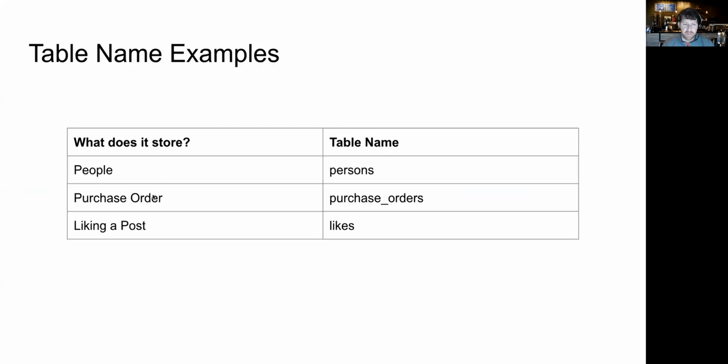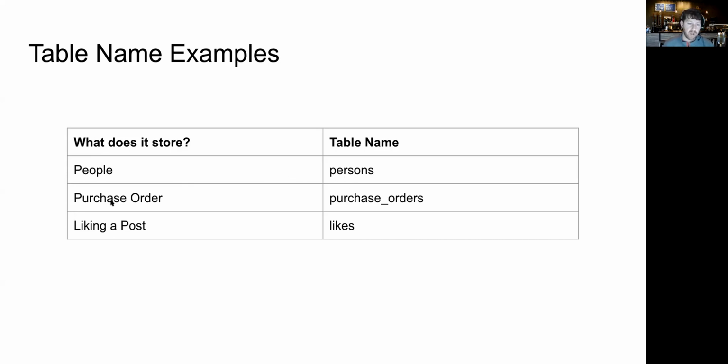So table name examples, here are some examples. Think about what the data in the table stores. Again, a database has at least one to many different tables. Each table should be named similar to what it actually stores, like a noun. So for example, if the table stores people, the table name should be persons or users or something like that, or students.